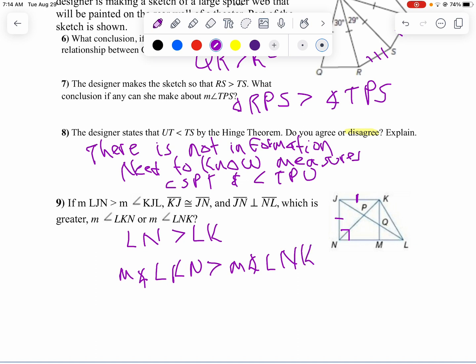So we're going to use the converse of the hinge theorem to apply the hinge theorem. I like that problem. That's kind of cool.